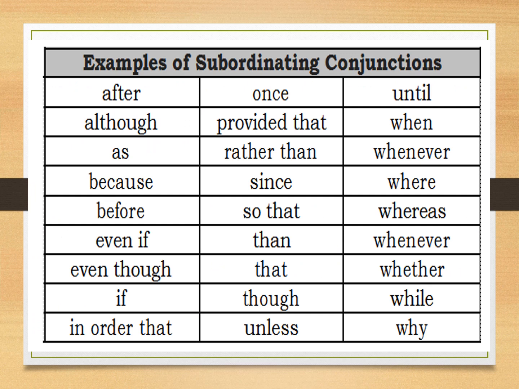Examples of subordinating conjunctions we have: after, although, as, because, before, even if, even though, if, in order that, once, provided that, rather than, since, so that, than, that, though, unless, until, when, whenever, where, whereas, whether, while, and why.